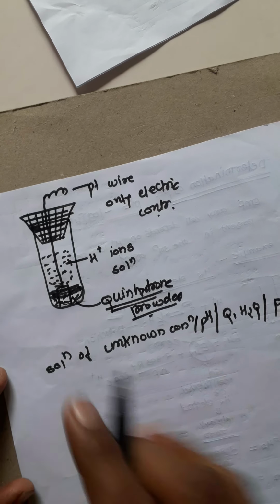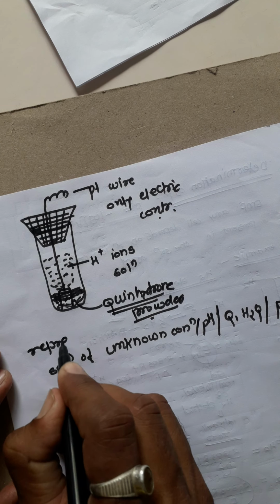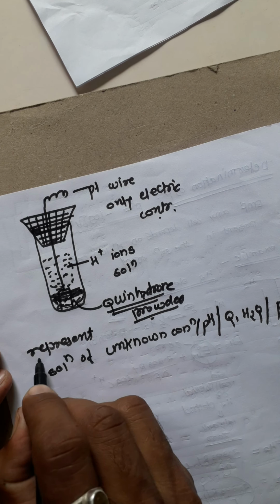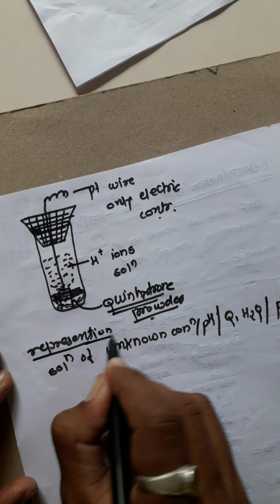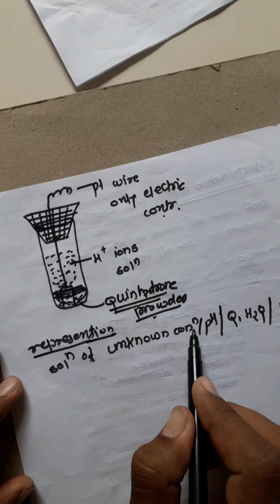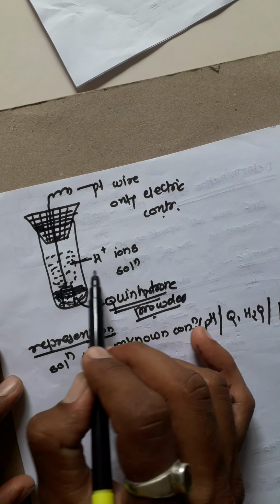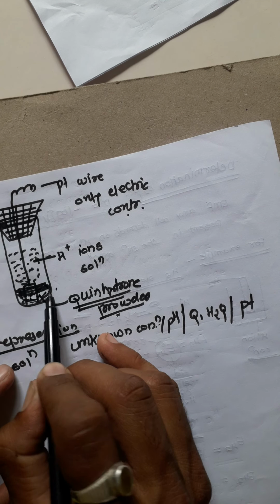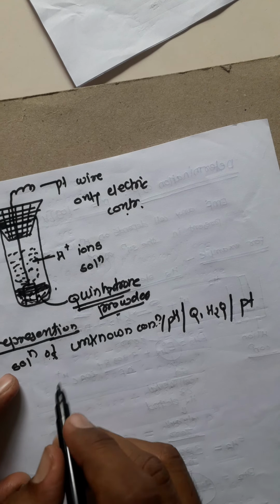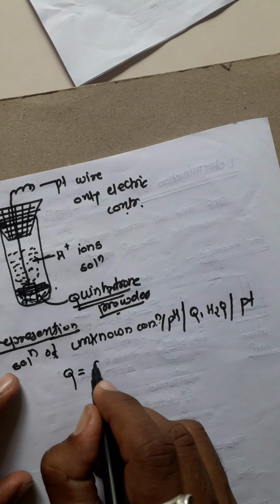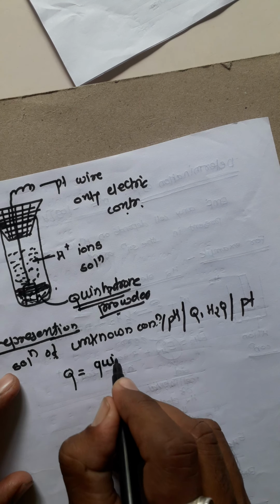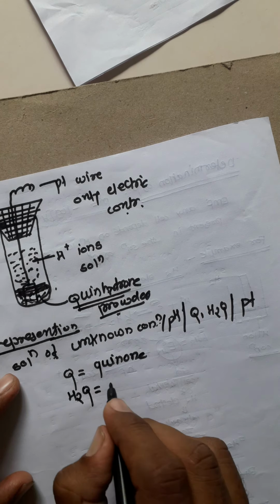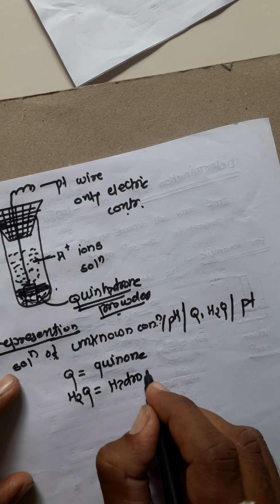How to represent the cell? The solution of unknown concentration or pH, then quinone and hydroquinone, and last one platinum. This is the representation. What is Q? Q is equal to quinone. And what is H2Q? H2Q means hydroquinone.